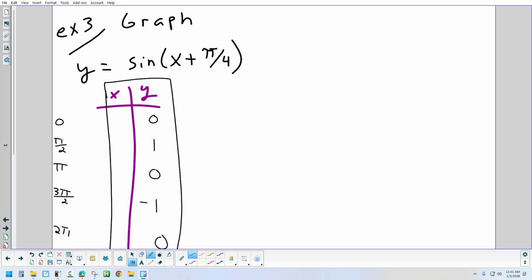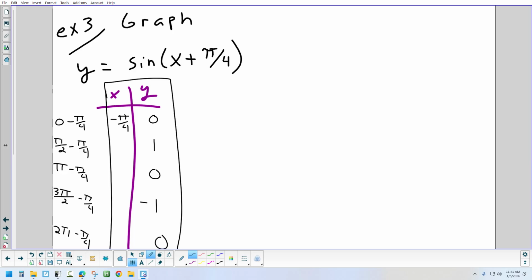How about Lewis? What do you think we're going to do to all those? It would be just negative pi over 4. And how did you get that? What did you do to it? You subtract. Yeah, we're going to subtract pi over 4 from all of them. So the first one, what you said was right, negative pi over 4.